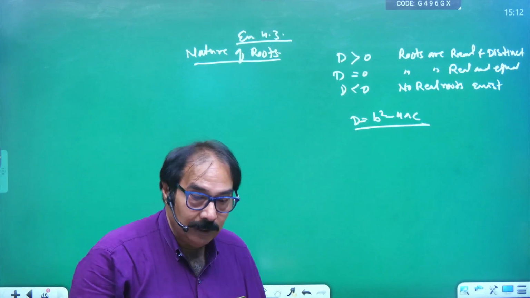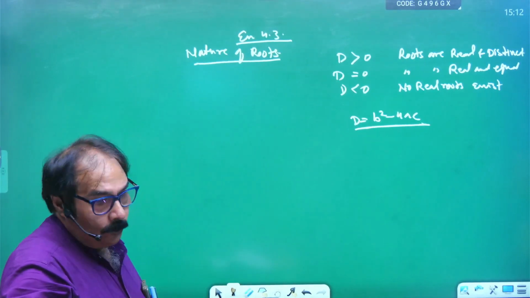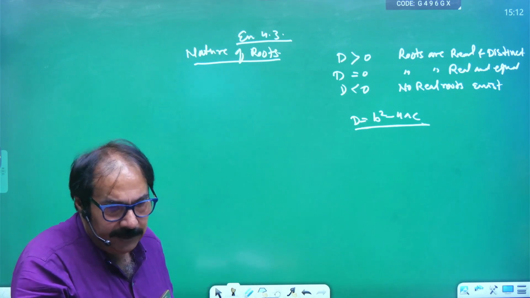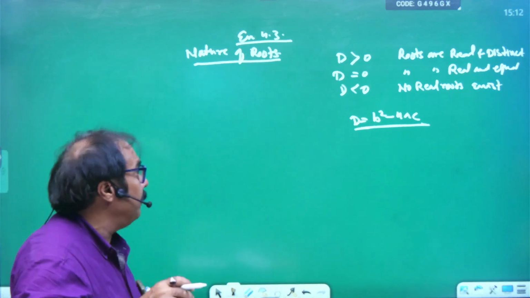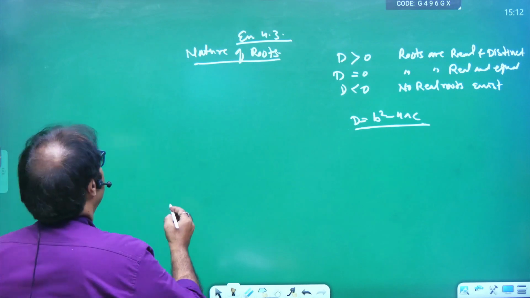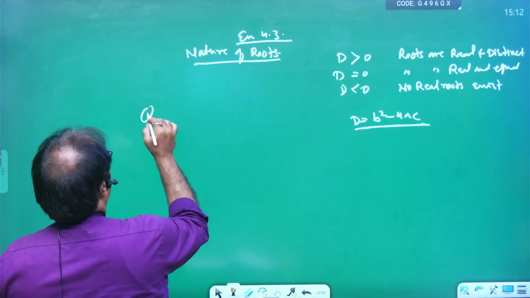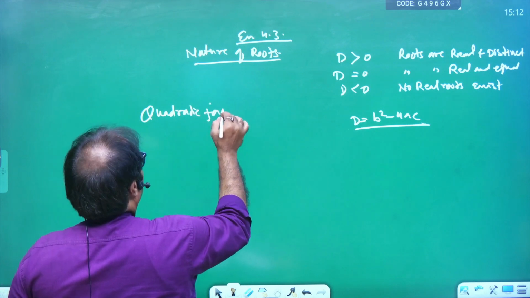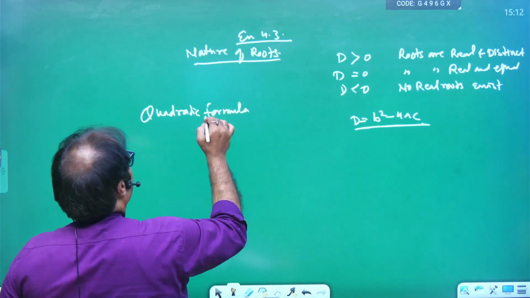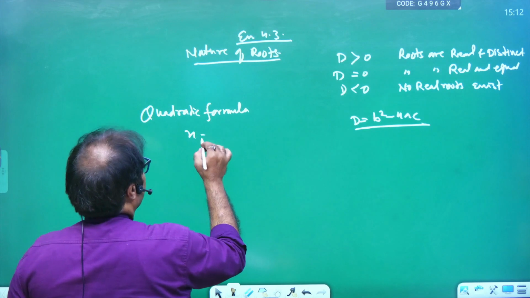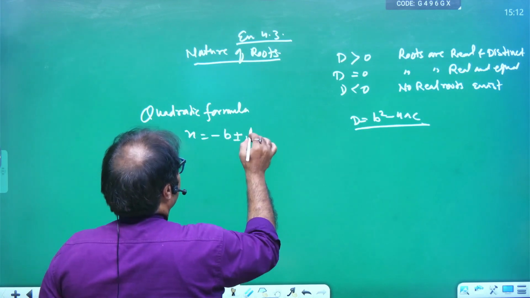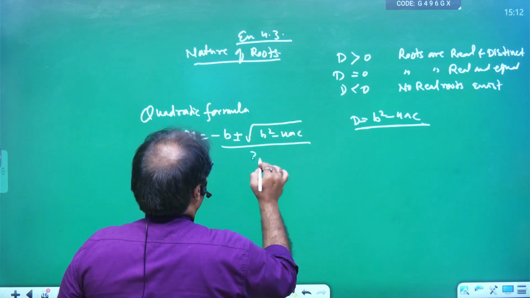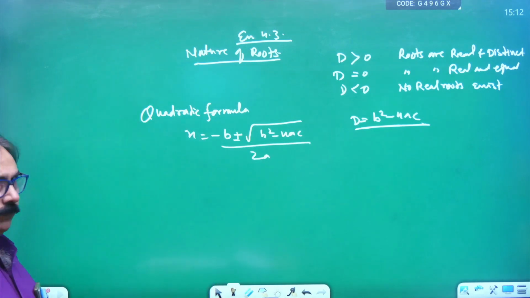So to solve exercise 4.3, the question says find the nature of the roots of the following quadratic equation. If the real root exists, then find them. So after that, there is a quadratic formula, right? So I'm writing here quadratic formula. The quadratic formula says x is equal to minus b plus minus root over b square minus 4ac divided by 2a.